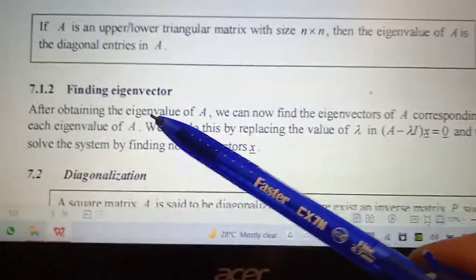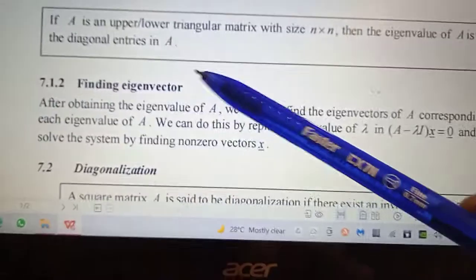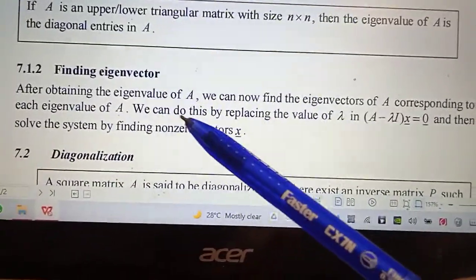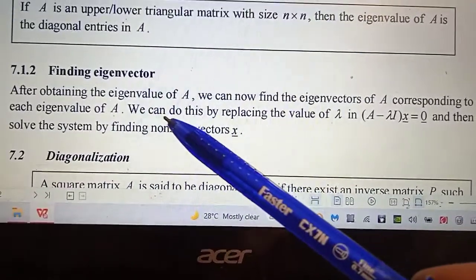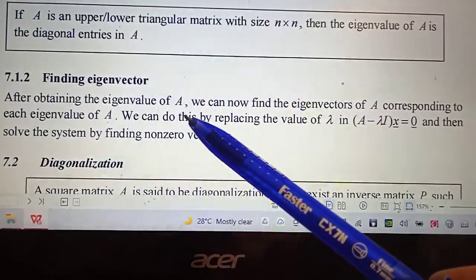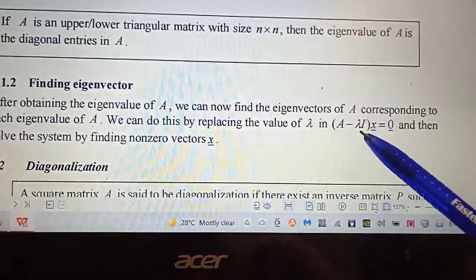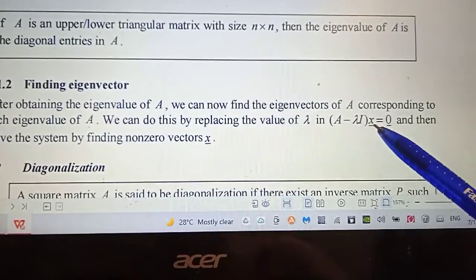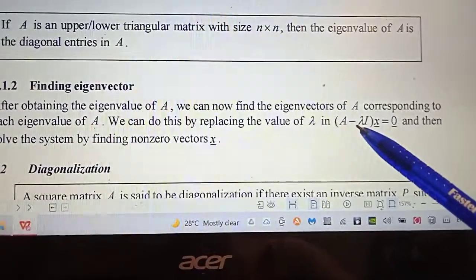Okay, for finding the eigenvector, earlier we found the eigenvalue. So the corresponding eigenvector will be the respective value of x. Once we obtain the eigenvalue lambda of A, we replace the value of lambda in this homogeneous equation here. A is the matrix of coefficients.